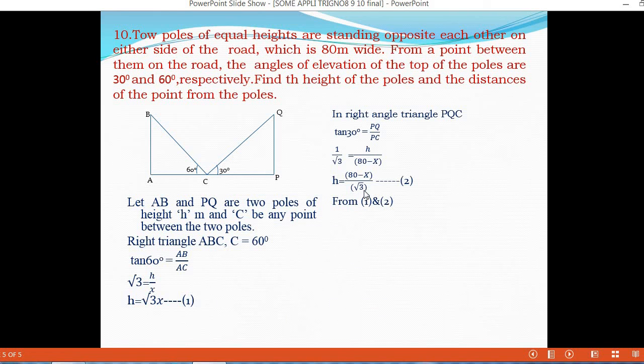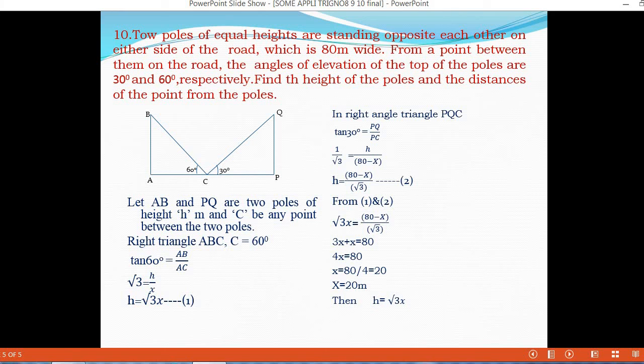So from equations 1 and 2, the value of H is equal to root 3 x, which is equal to 80 minus x divided by root 3. We cancel root 3, so 3x plus x is equal to 80. So 4x is equal to 80. X is equal to 80 divided by 4. So x is equal to 20, where x is nothing but AC. AC is equal to 20 meter.